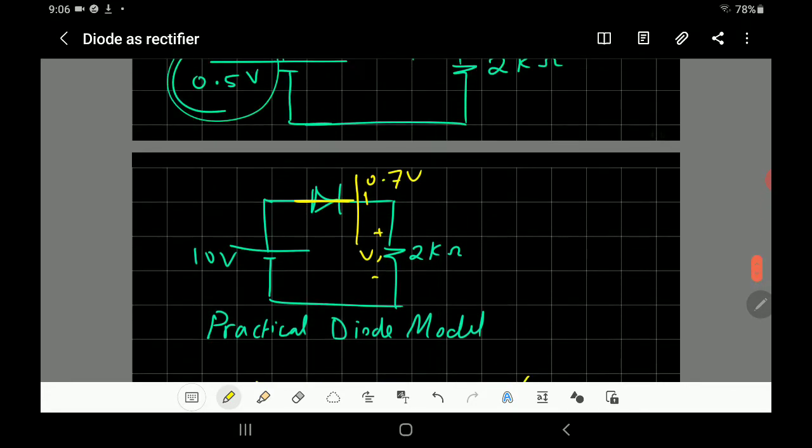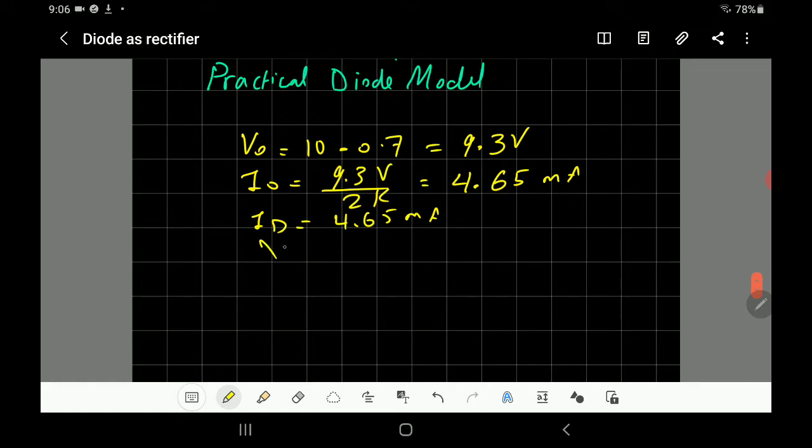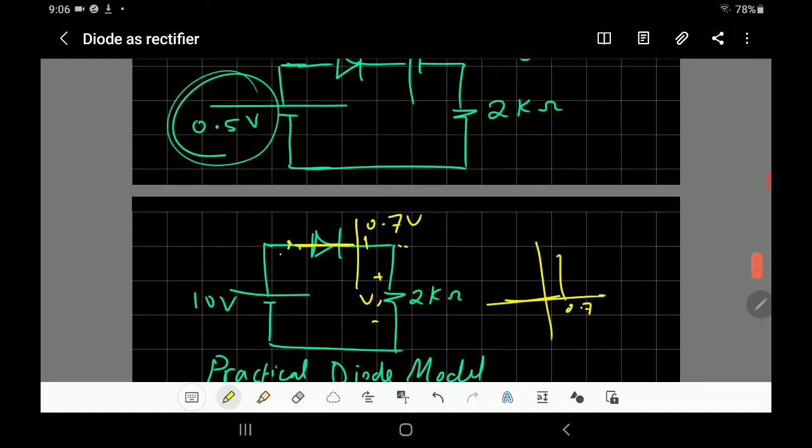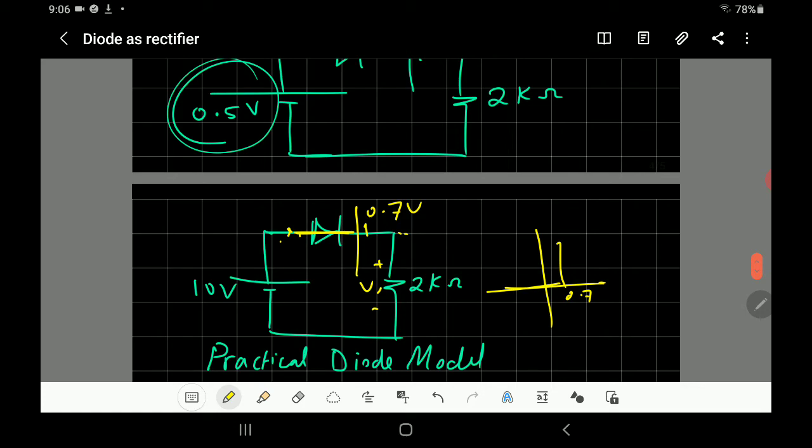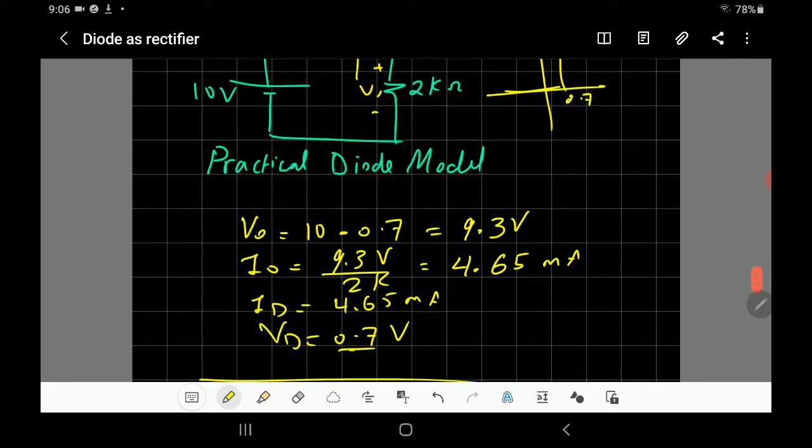What about the diode? The voltage across the diode, by the way, this is the whole diode. Okay? Remember the characteristic like that. So the voltage across the diode does not change. It's 0.7 volt, because it's on. And you can verify this value by looking at the voltage here and the voltage here. You find the difference, 0.7 volt.